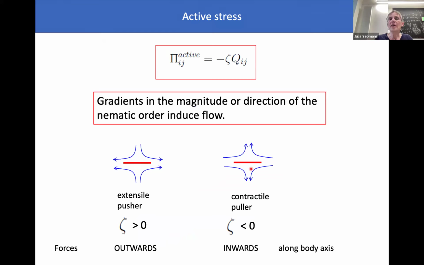Just a couple of words I'm going to use later on. These flows can either push outwards along the long axis of the active nematogen, swimmer if you like. That's called extensile or a pusher in swimmer language, and it corresponds to this zeta thing being positive. Or you can just have the flows going in the opposite direction. That's what's called a contractile active particle or a puller, and that corresponds to zeta is negative in these continuum equations. And it actually matters more than I expected.